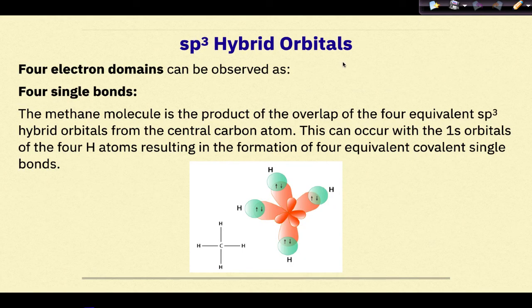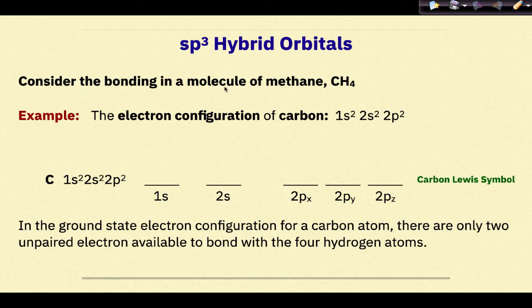Sp3 hybrid orbitals. 4 electron domains can be observed as 4 single bonds. The methane molecule is the product of the overlap of 4 equivalent sp3 hybrid orbitals from the central carbon atom. This can occur with the 1s orbitals of the 4 hydrogen atoms, resulting in the formation of 4 equivalent covalent single bonds. Consider the bonding in a molecule of methane, CH4.